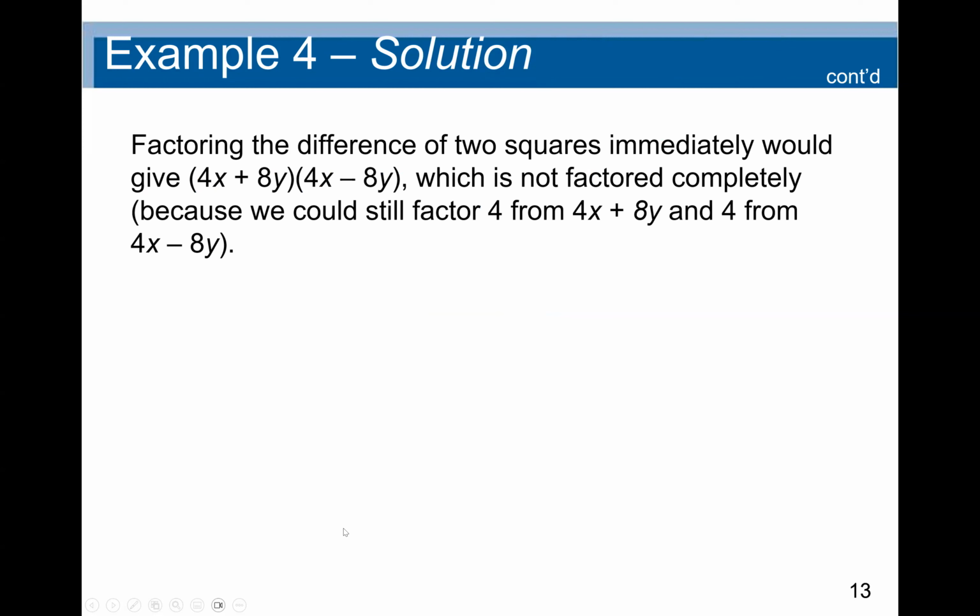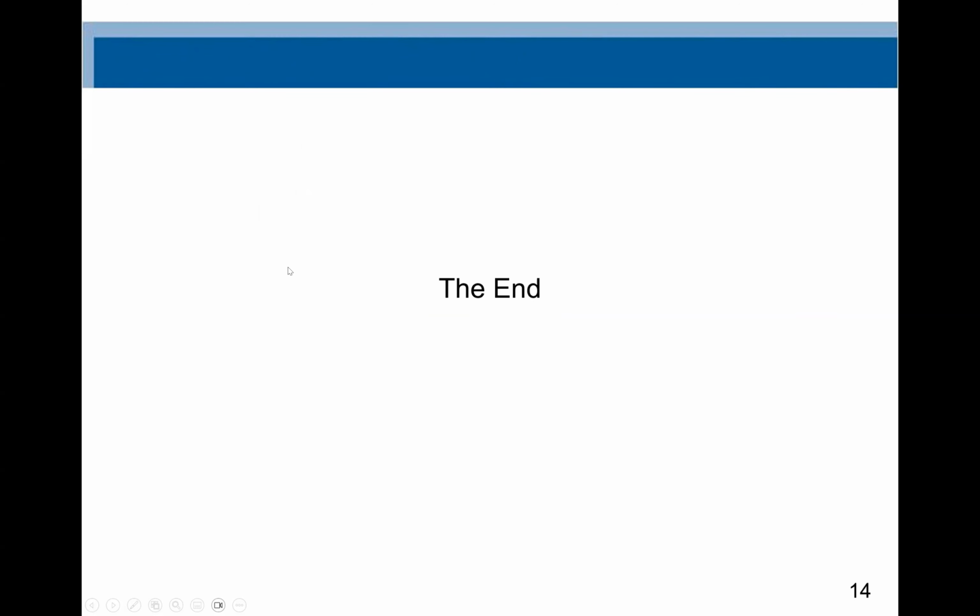Now, factoring the difference of two squares immediately will give us 4x minus 8y and 4x plus 8y, which is not factored completely because we could still factor what? 4 from 4x plus 8y and also 4 from 4x minus 8y. So we get almost the same answers. So that will be the conclusion of these lectures. Again, in these lectures we learned how to factor binomials, trinomials, and also 4-term polynomials using factoring by grouping. Thank you and see you in the next lectures.